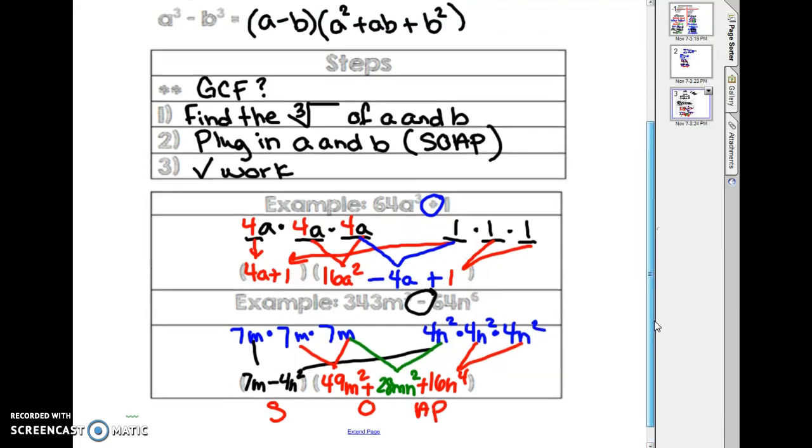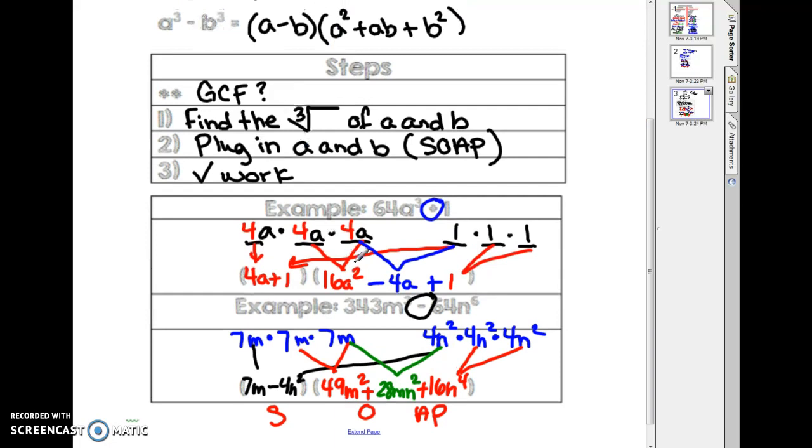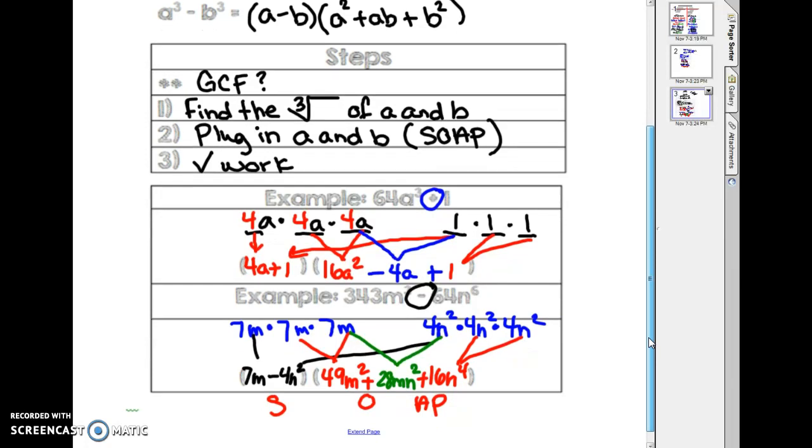Okay, now the formula says this as well. So if you notice, we had a minus cube. The formula has the correct signs already. But here's what it says. It says a and b. So a was 7m, b was 4n squared. And then a squared, we squared it. 7 times 7 is 49, m times m is m squared. Then we had to multiply the 2, which we did. And then you have to square the last one, which we did. We did 4 times 4 is 16, n squared times n squared is n to the 4th. So that's how your formula works.